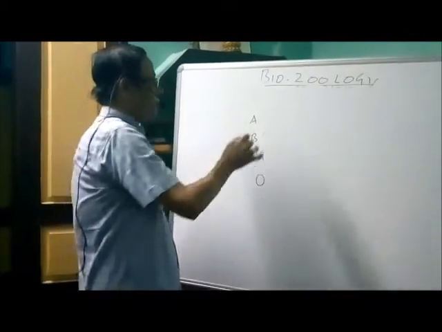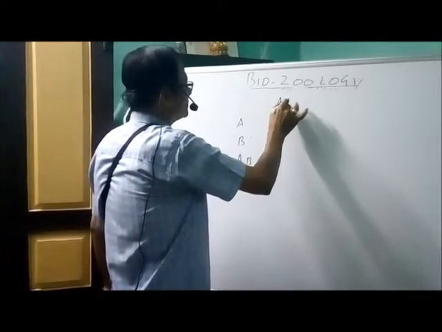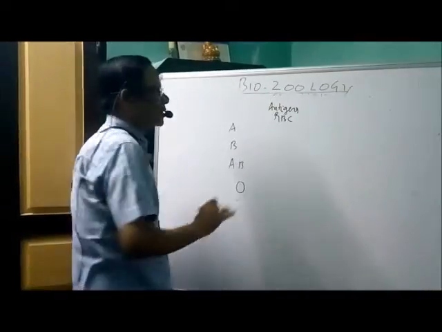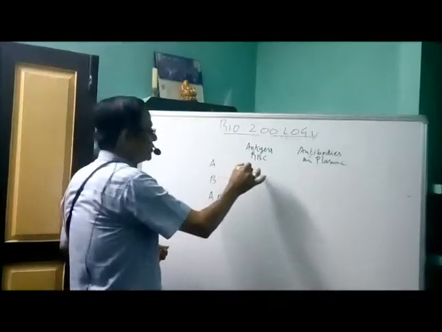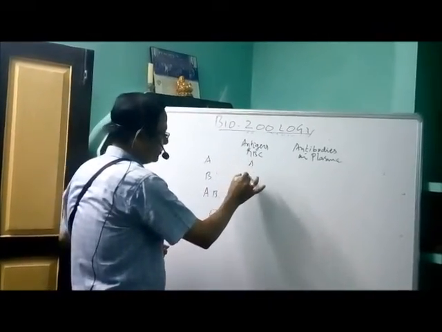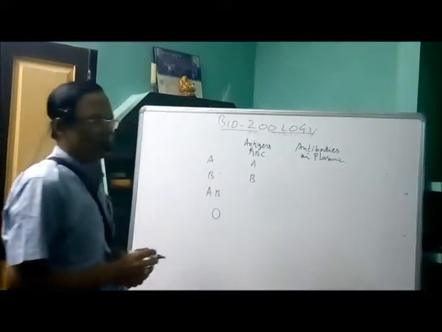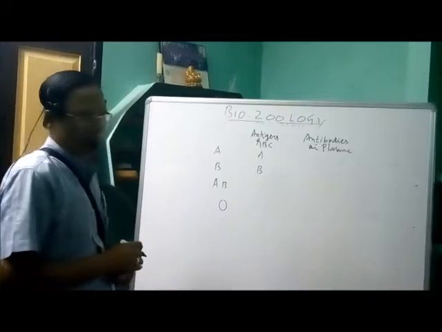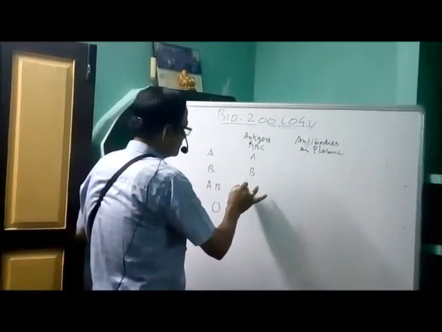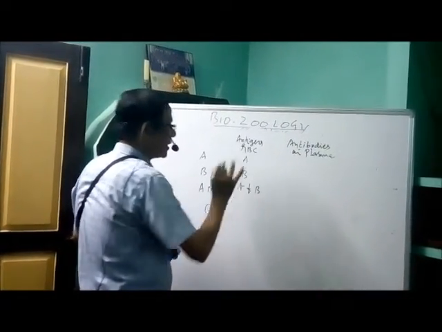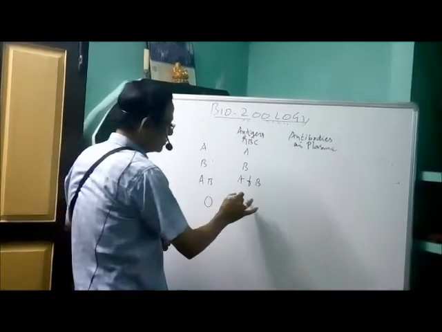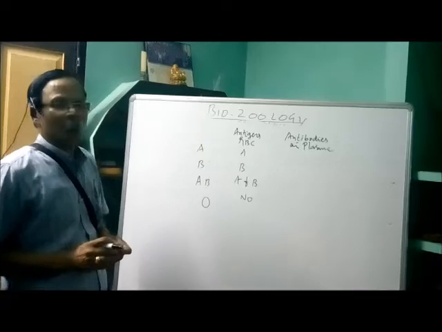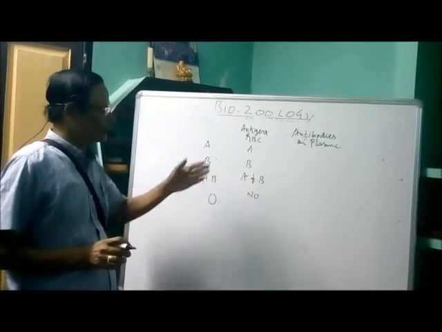Now this is the blood group. Antigen is always present in the RBC. Recall what is studied in 11th standard. People with A blood group have antigen A. People with B blood group have antigen B. I am repeating what I already discussed in 11th standard. People with AB blood group have both antigens A and B, and O blood group has no antigen. Now what are the corresponding antibodies in plasma? We discussed this already.